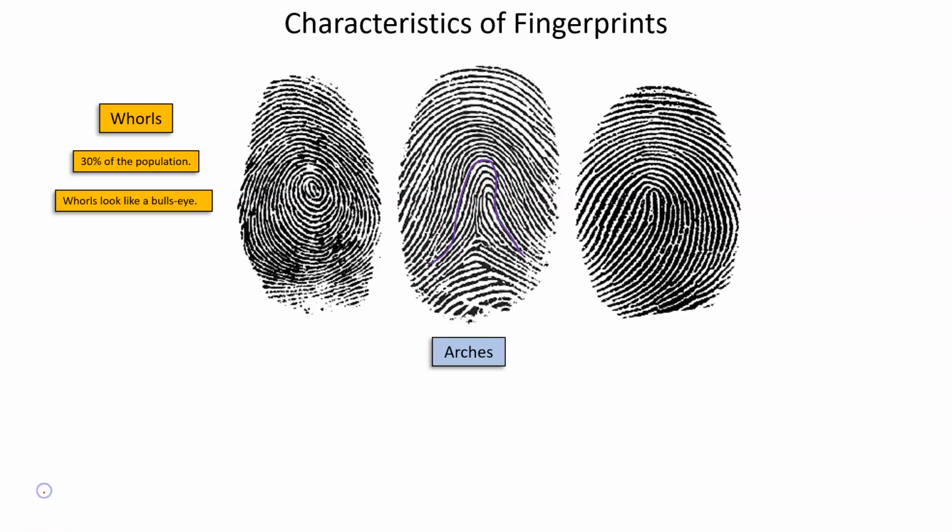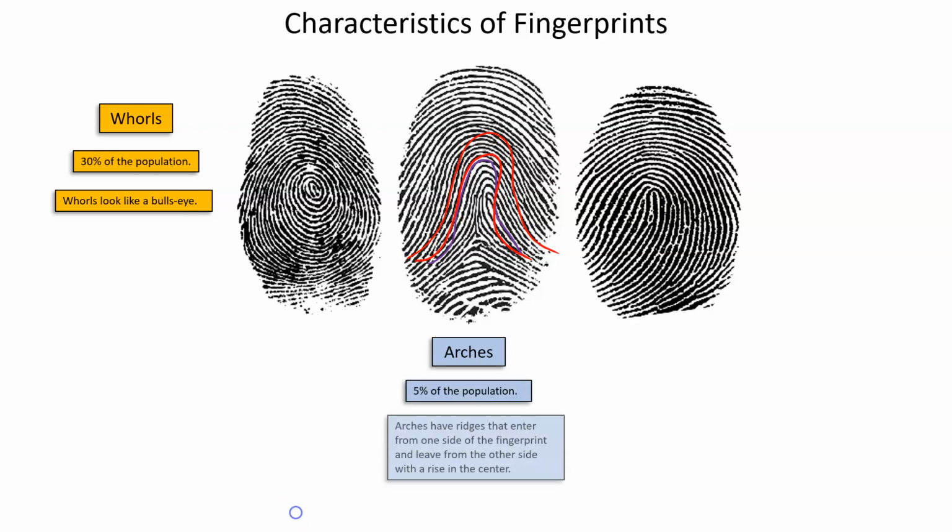Change the color. Can't really see the purple. It looks like an arch. Okay? They kind of come up and down, and that is going to make roughly 5% of the population. This is the most rare, or the rarest, fingerprint pattern. Arches have ridges that enter from one side of the finger and leave from the other side with a rise in the center. Again, you guys know what an arch looks like.